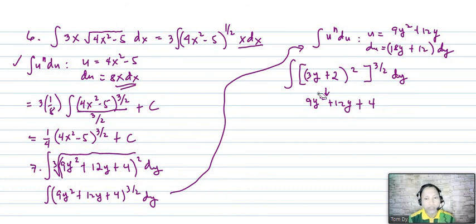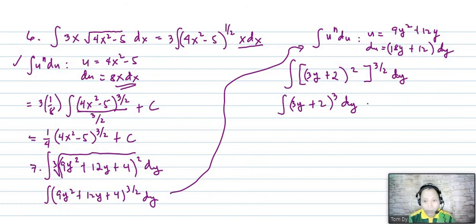I will erase this one now, so that when we multiply the exponent by 2, it will be raised up to 3. So this is now equivalent to the integral of 3y plus 2 raised to 3 dy. You just multiply 2 times 3 over 2. You cancel 2. What remains here is 3.